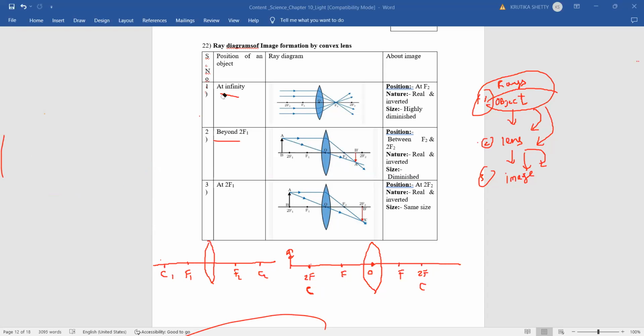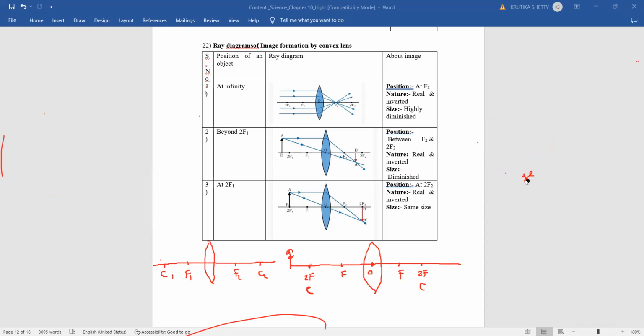The first position is when the object is at infinity. Infinity means whatever rays are there, they are coming from infinity. See here in the first image, you can see four lines: one, two, three and four. These four lines are coming from an object placed at infinity, and all these rays are parallel to the principal axis.